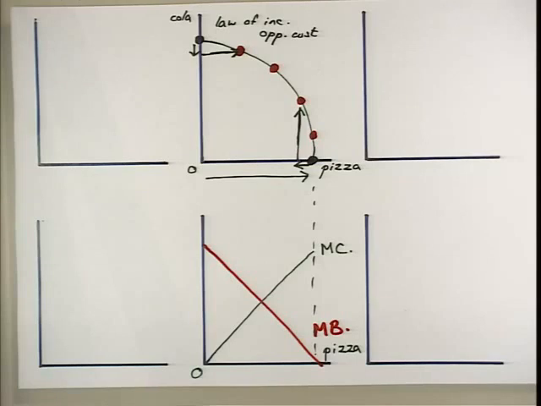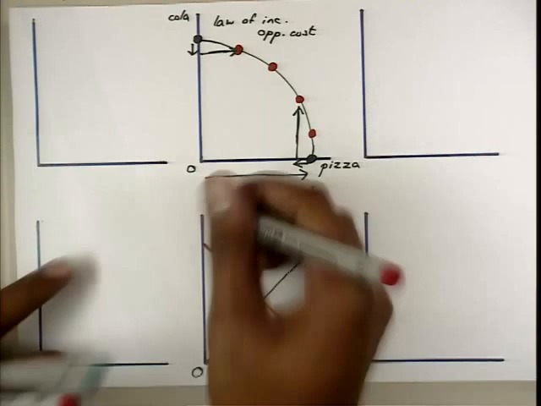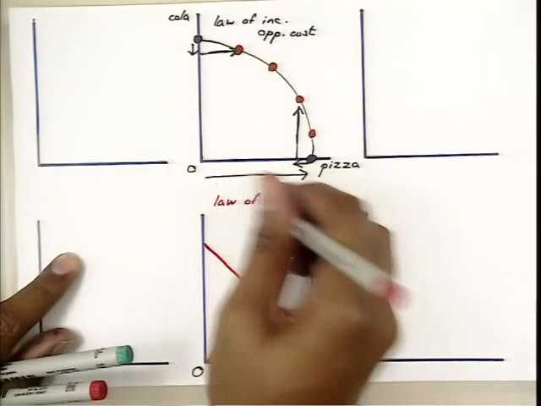Marginal benefit is always decreasing. The first slice of pizza gives you a lot of extra happiness. You're hungry, so you eat the first slice, you gain a lot of happiness. The second one, well, you've already had one slice to eat, so the second one's marginal benefit is not as great as the first one. So the marginal benefit curve is downward sloping. That is the law of diminishing marginal utility.